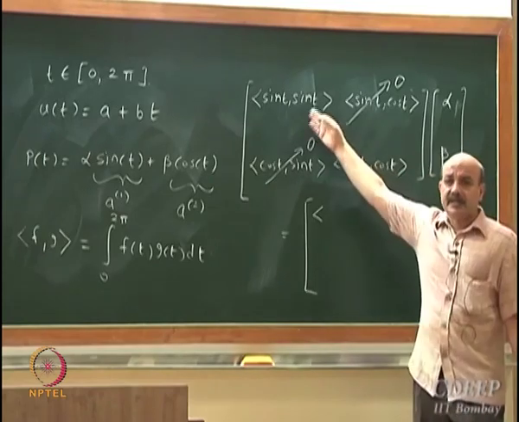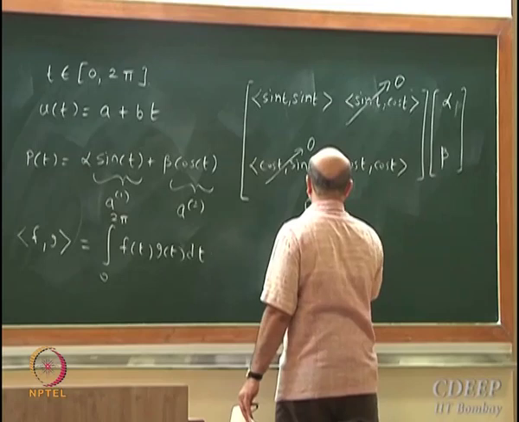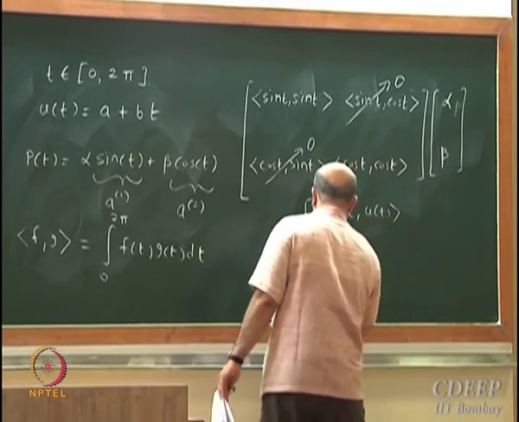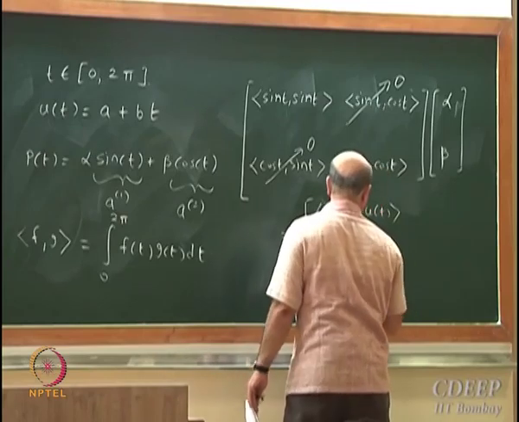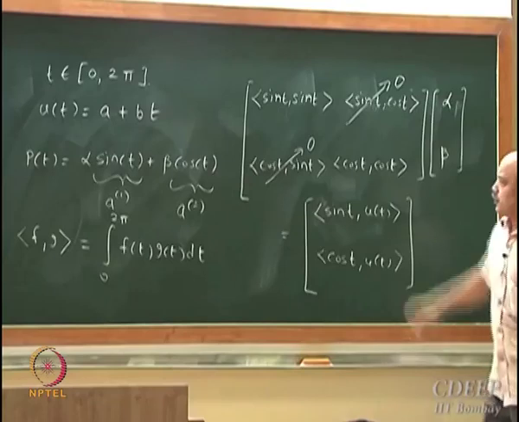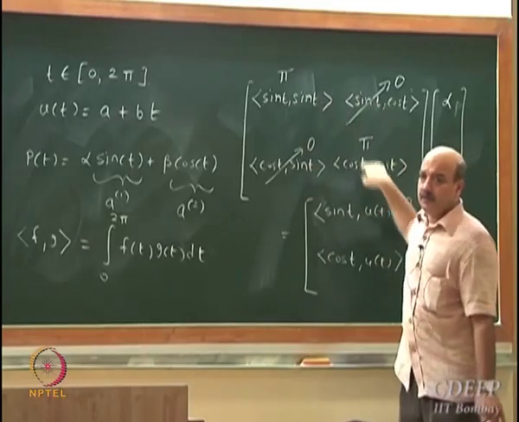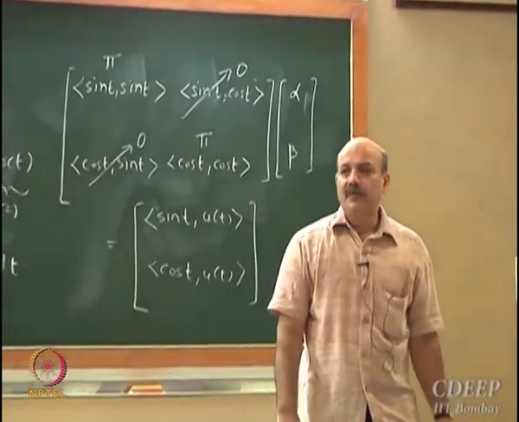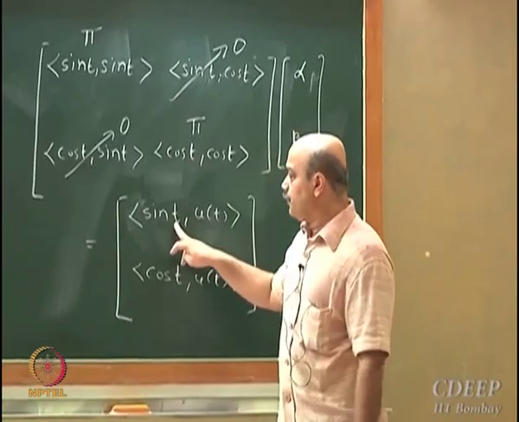So what is the integral of sine t, sine t? It's pi. Inner product of sine t with u(t) and inner product of cos t with u(t). So this is equal to pi, this is equal to pi, this is 0, this is 0. The best estimate in the least square sense, in terms of sine and cos, of this function u(t), in this particular case I have taken a plus bt.